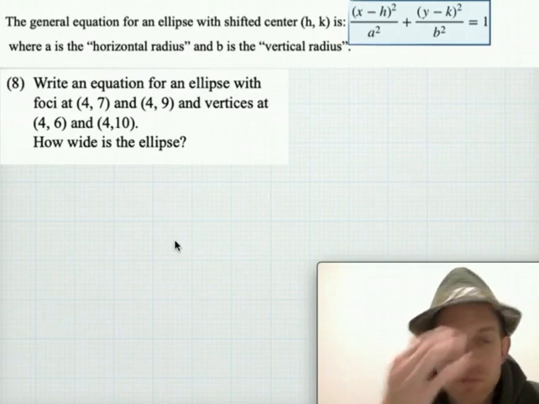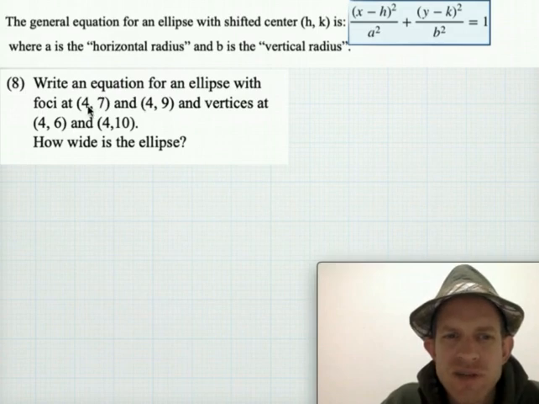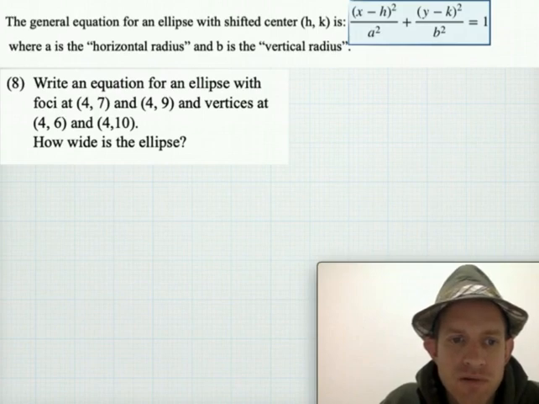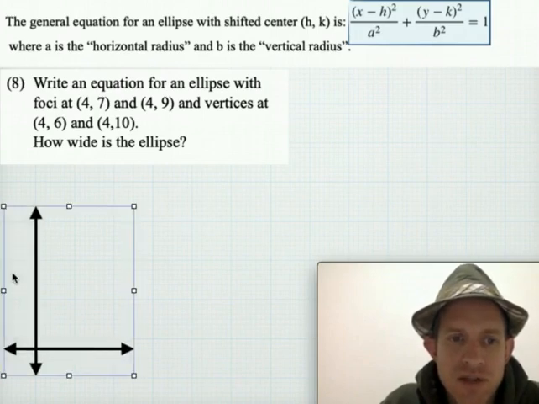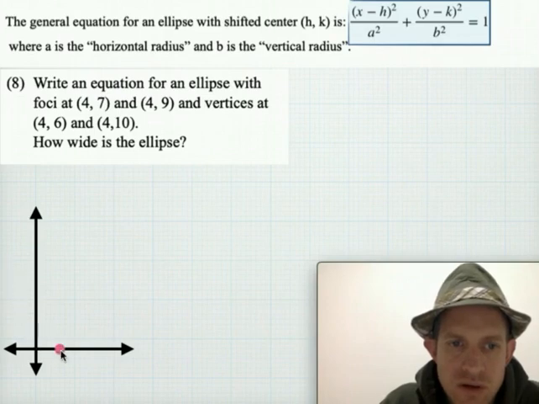One last example. What if we wanted to write an equation and we have a specific goal in mind for where we want the focus points to be? How can we make that happen? So let's make a quick sketch of this. So I want a focus at 4, 7, and so that would be out 4 and up 7, so maybe about here.